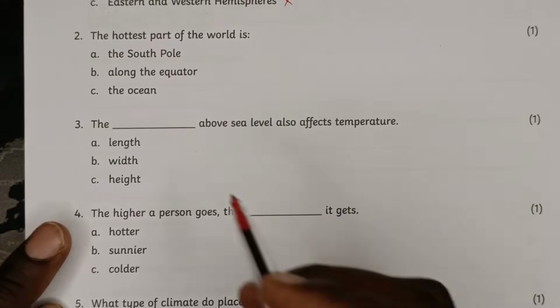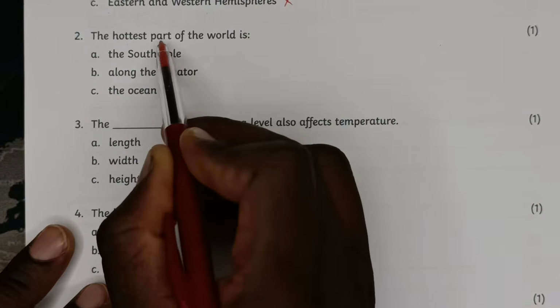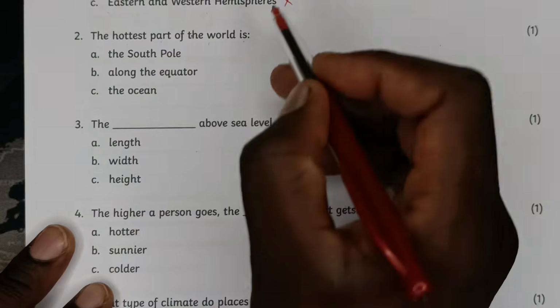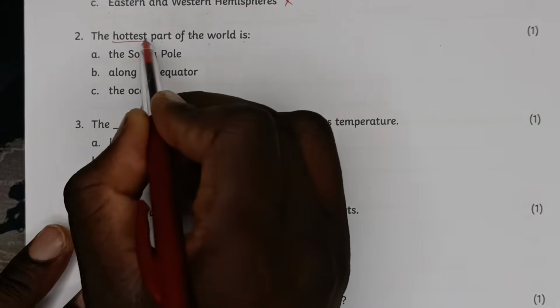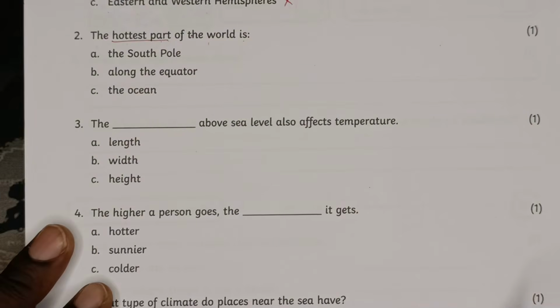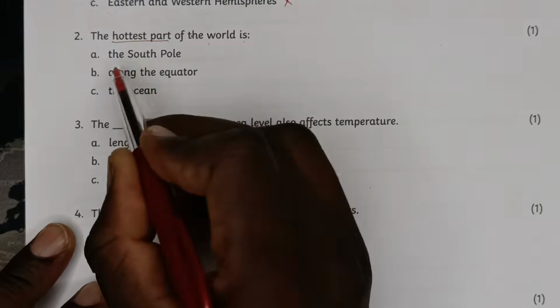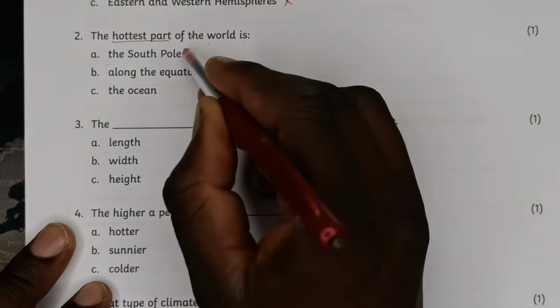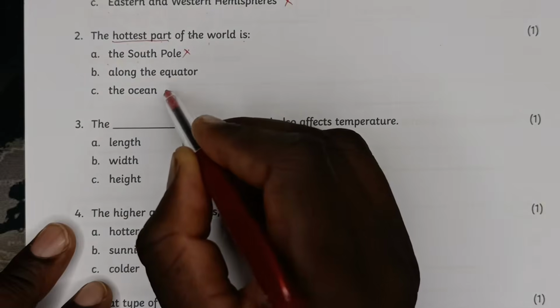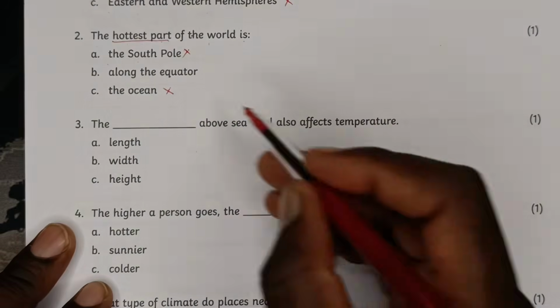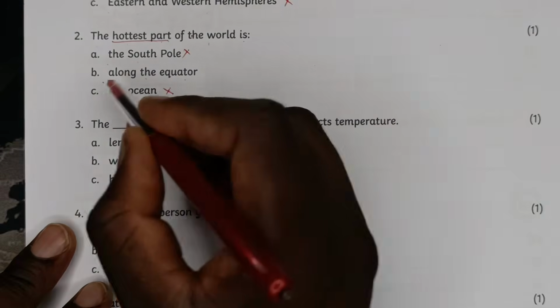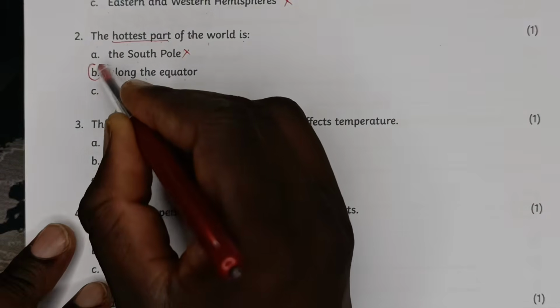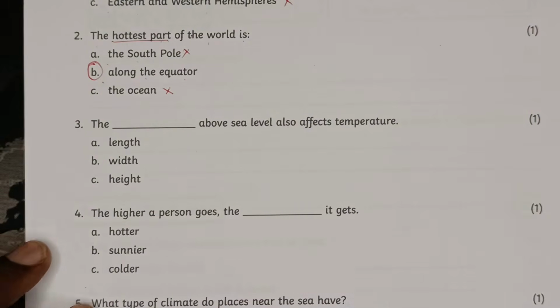So 2 says the hottest part of the world is, so the first one they wanted the coldest and now they want the hottest part of the world. Which one is the hottest part of the world? Is it the South Pole? No. Is it the ocean? No. But what is it? Along the equator. So along the equator, it's where it is the hottest part of the world.